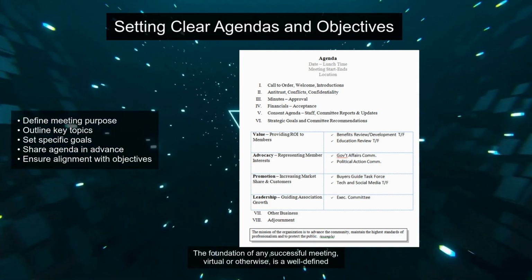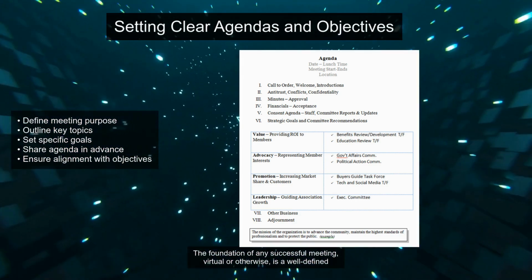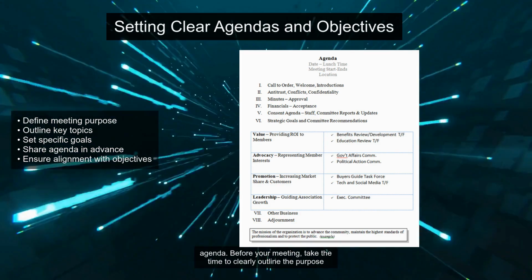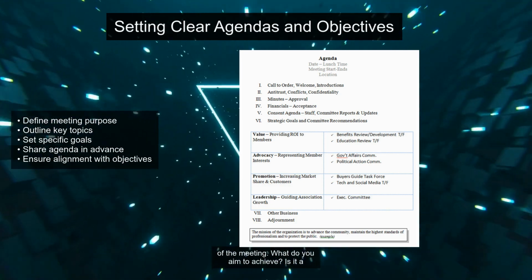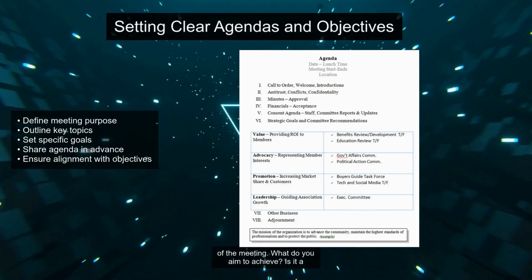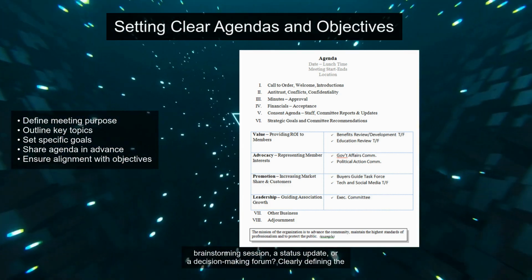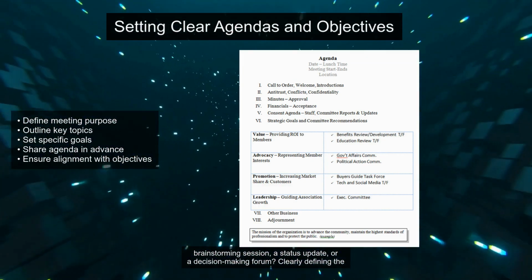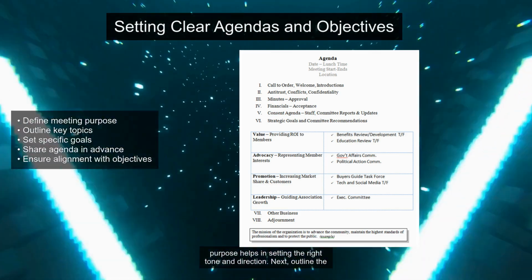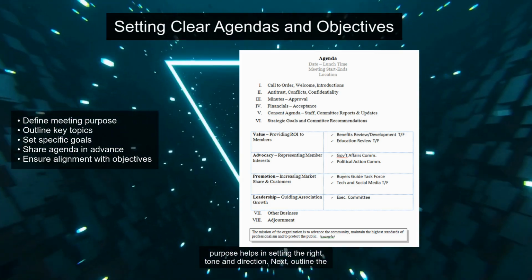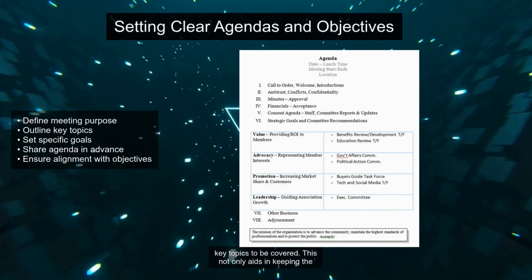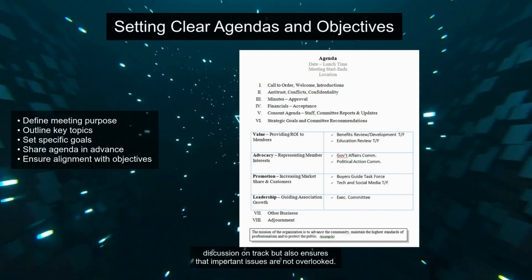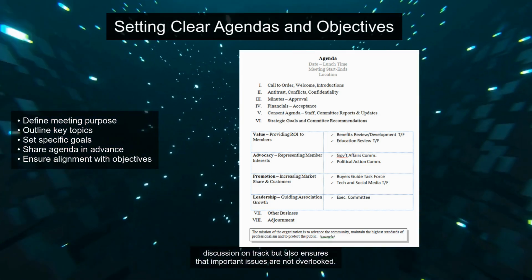The foundation of any successful meeting, virtual or otherwise, is a well-defined agenda. Before your meeting, take the time to clearly outline the purpose of the meeting. What do you aim to achieve? Is it a brainstorming session, a status update, or a decision-making forum? Clearly defining the purpose helps in setting the right tone and direction. Next, outline the key topics to be covered. This not only aids in keeping the discussion on track but also ensures that important issues are not overlooked.